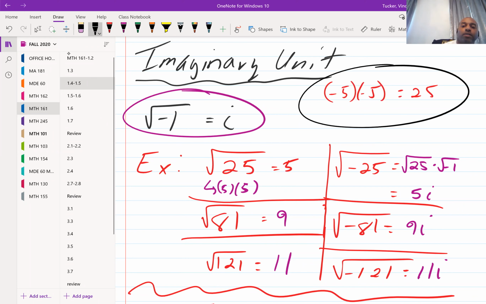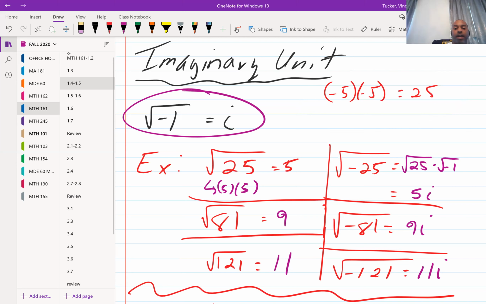Because you see right here, -5 times -5 will still give you positive 25. So the way we represent taking the square root of a negative number, you can see the breakdown right here. You don't always have to write down the breakdown, but I'm just doing that initially so we can see where it comes from. You can take the square root of 25 and the square root of -1 and break it up that way.